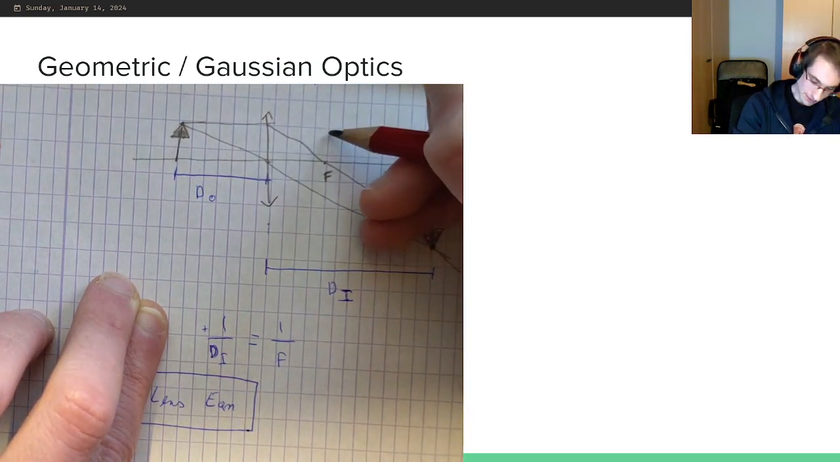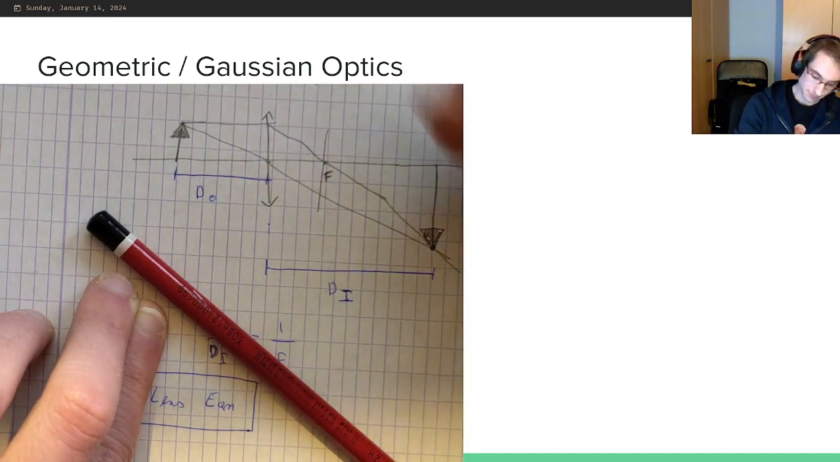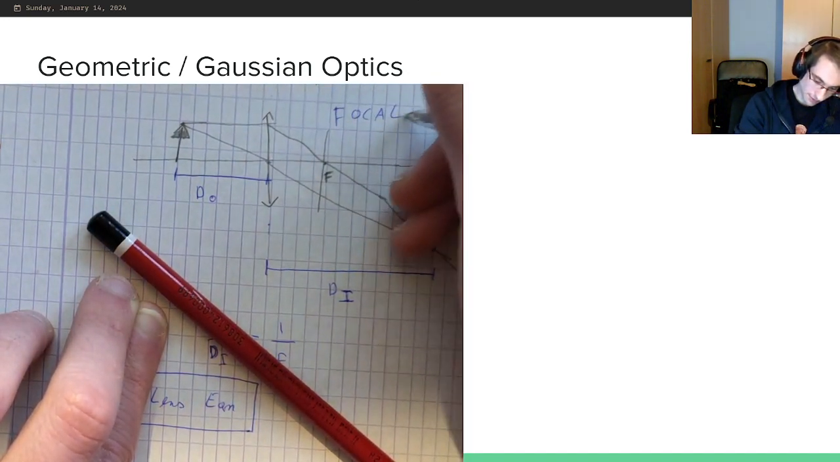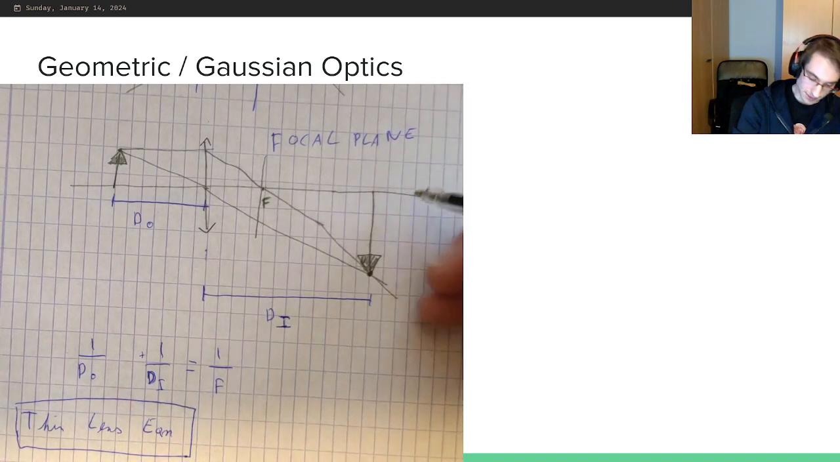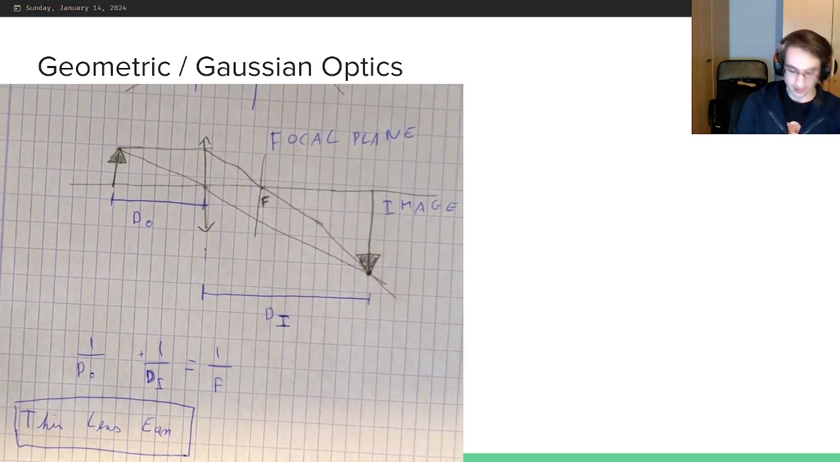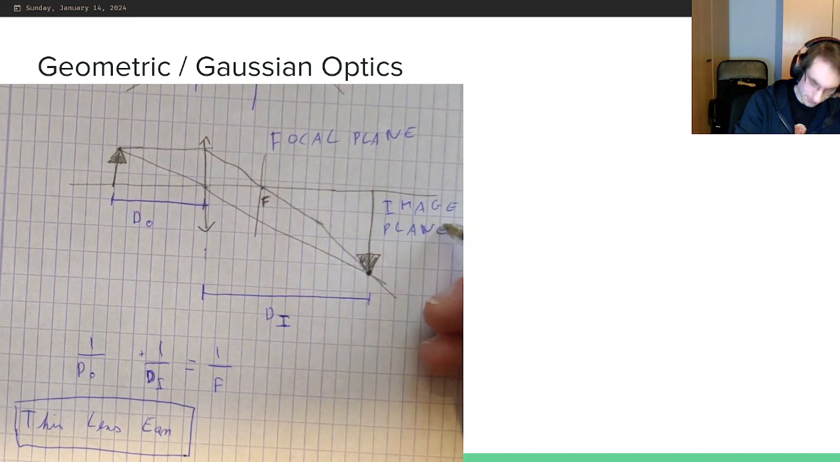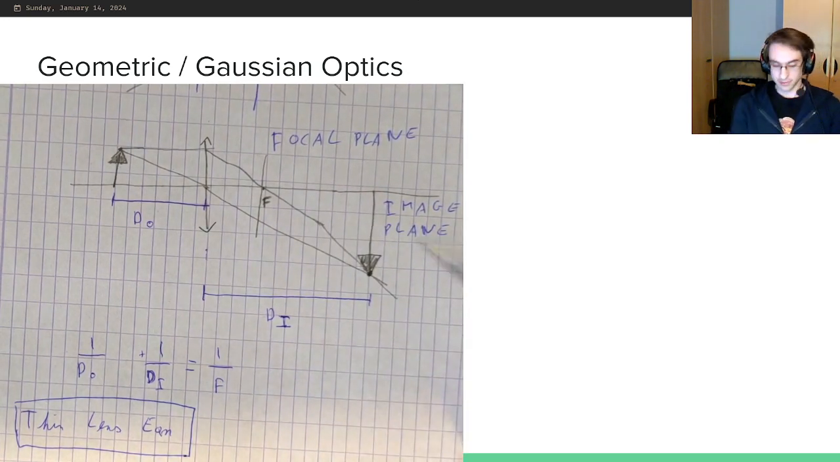And so there's going to be a plane through the focal point, perpendicular to the optical axis, that is the focal plane. Focal plane. And this plane right here that the image is in, this is called the image plane. You can't see that. Plane. There we go. And so for astronomy, for telescopes, the image plane coincides with the focal plane, and that's very convenient.